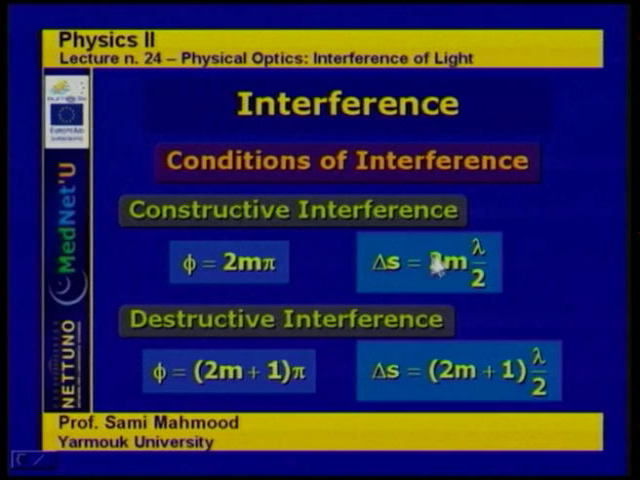They cancel each other. And for the constructive case, we have delta s equal to an even number of lambda over 2, which is either lambda or 2 lambda or 3 lambda and so on, which means at a given point in space, a maximum of the first wave is lying on the maximum of the second wave, so the intensity is increased. So this is constructive interference and destructive interference. And now we talk about Young's double slit experiment in interference.